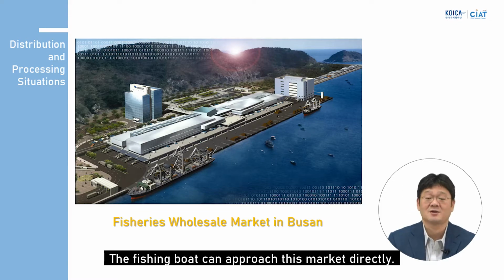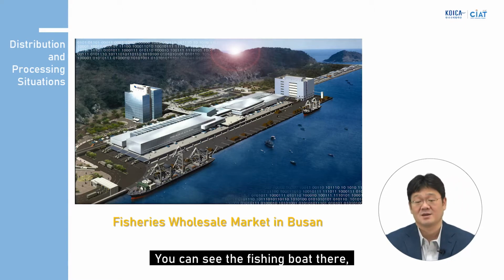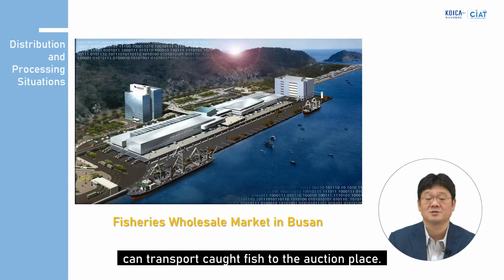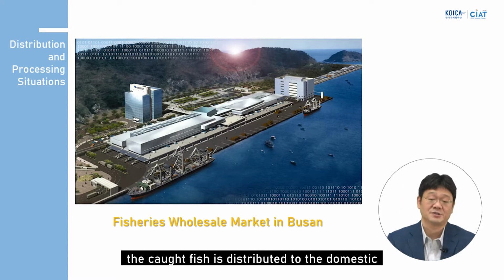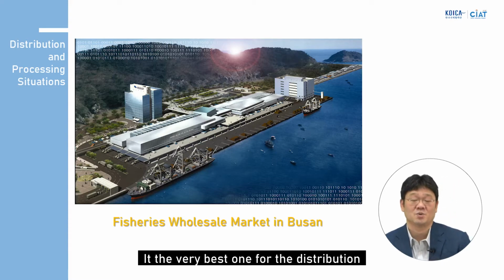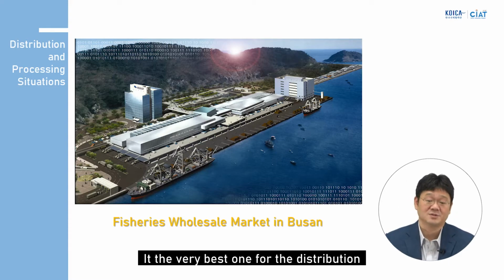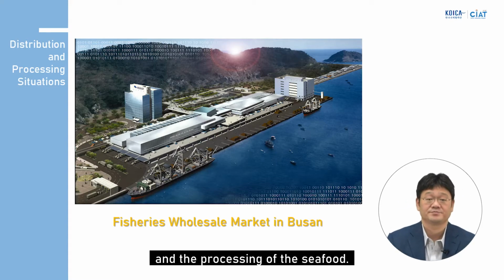The fishing boat can approach this market directly. You can see the fishing boat there. And they can directly transfer caught fish to the auction place, the harvesting place. Then after auction, the caught fish is distributed to the domestic or international markets. It's a very advanced one for the distribution and processing of seafood.